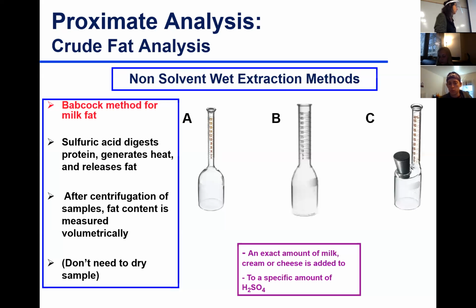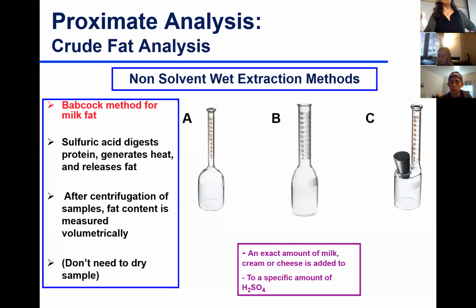If you remember, we talked about Soxhlet and Mojonnier being gravimetric. You actually take the weight of your sample and then the weight of the fat, or the difference in weight in your sample will be the weight of the fat. So gravimetric there, volumetric here. That means you're taking the volume of fat.